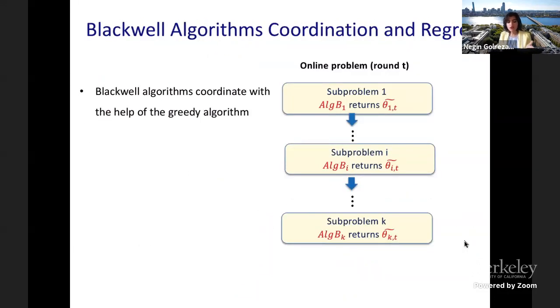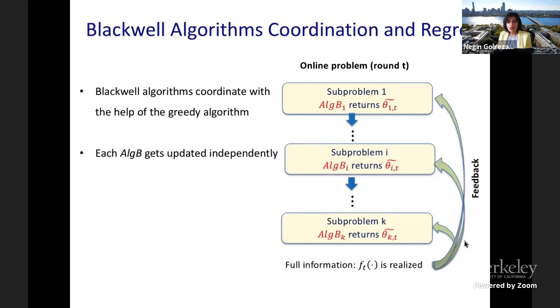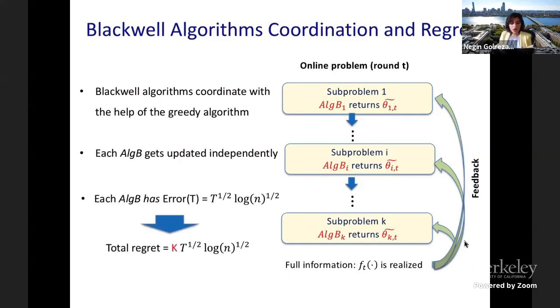So let me put everything together. Every subproblem is being handled by a Blackwell game. So I have AlgB1, AlgB2, etc. They make a decision, and I pass their decision through the greedy algorithm. Then after I get feedback, I pass the feedback to them, and they update themselves. By this, I know the error term for each AlgB is going to be on the order of square root T.